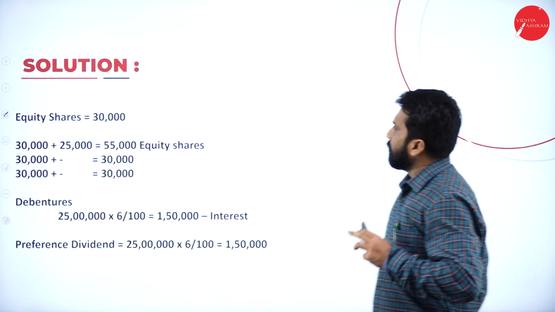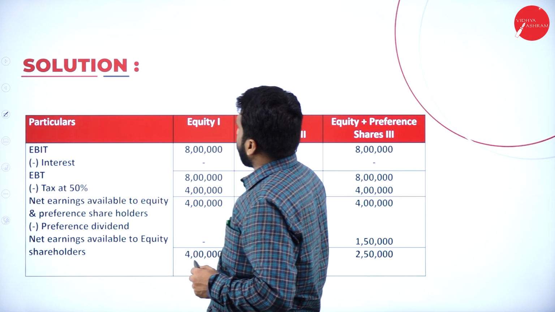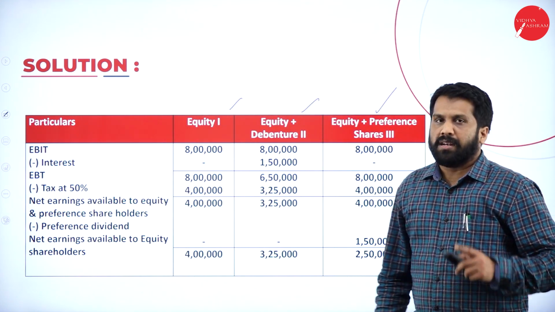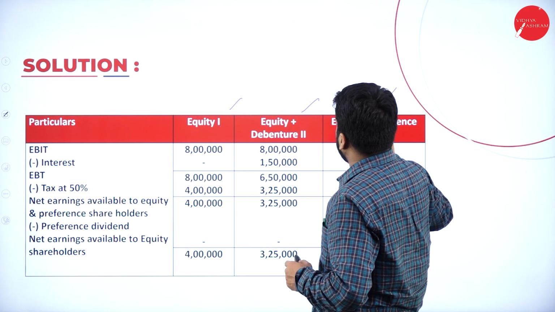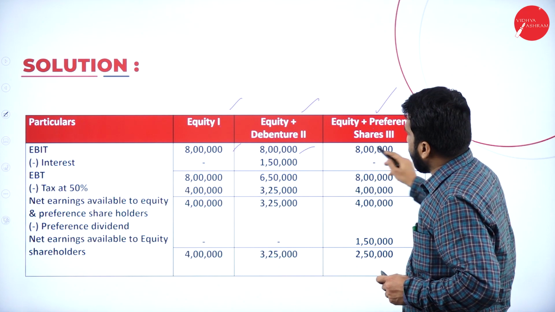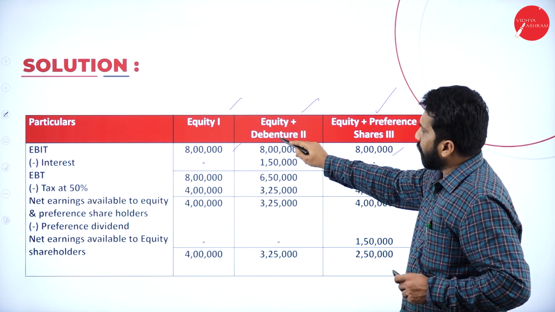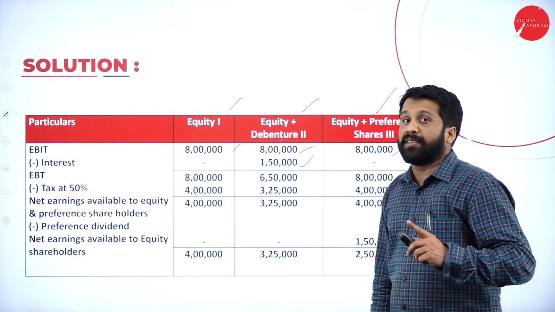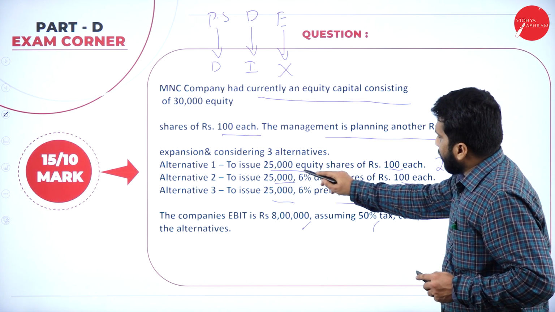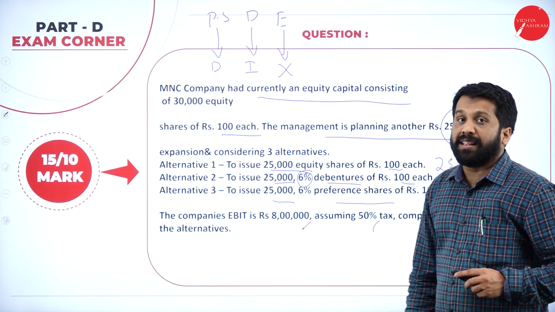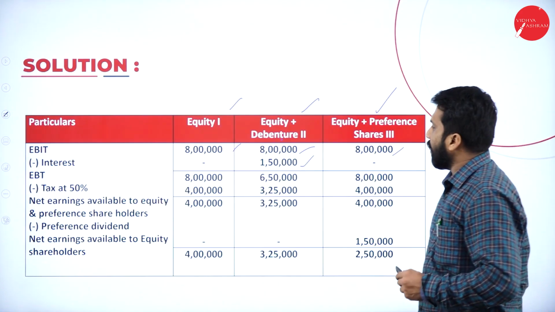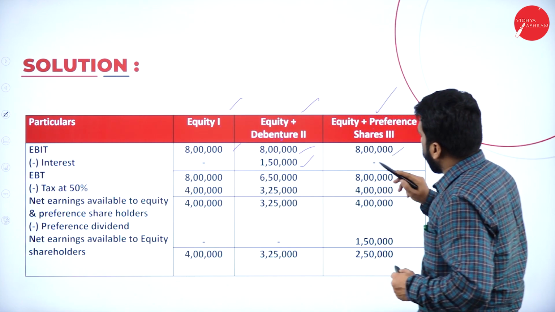What is the format? Your format is EBIT, option 1, option 2, option 3. First option, the existing equity plus equity shares; second, debentures; third, preference shares. Write down EBIT for everything. Minus, we have debenture, so interest. Interest has to be calculated on what? 6% debenture on 25 lakh. 25 lakh into 6%, how much? 1 lakh 50.